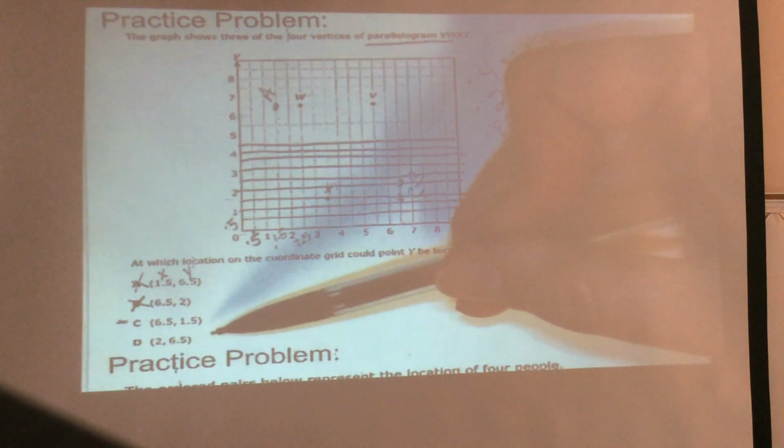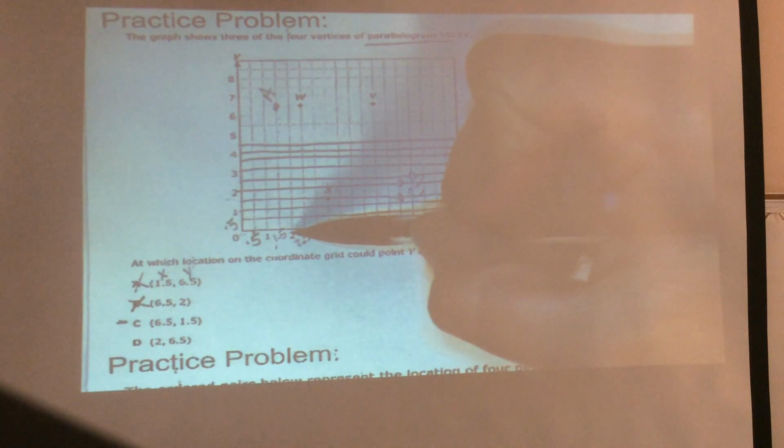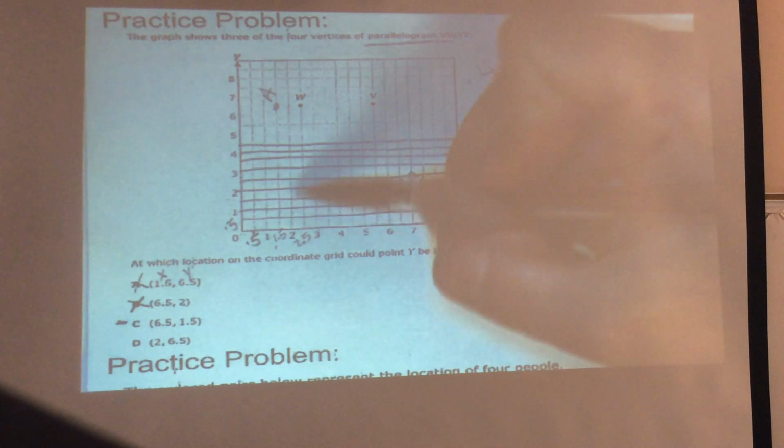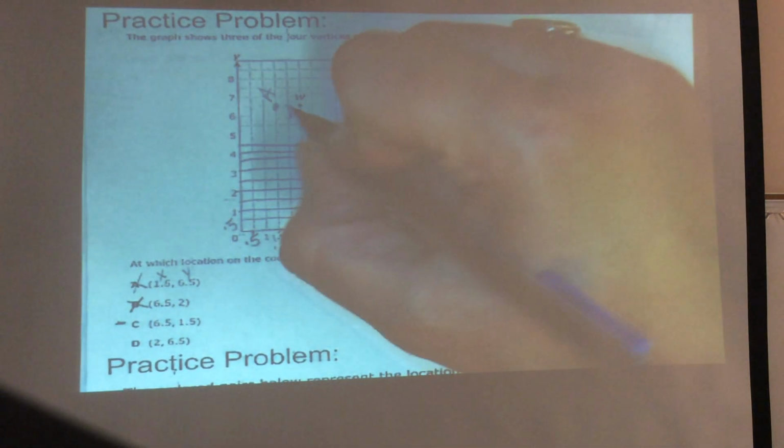Then we have D, 2, 6.5. Over to 2, up to 6.5. Same thing as A, not going to be an option.